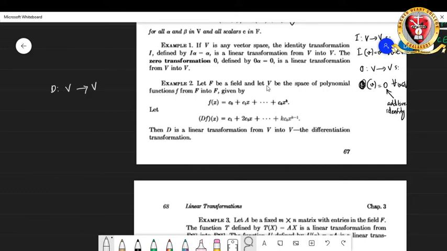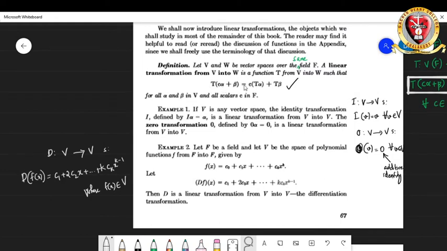There is a slight change there. Let V be the space of polynomial functions, the set of polynomial functions from F to F. So V is defined. D is a linear transformation from V to V such that D of f of x is the differentiation of the polynomial. So you get c1 plus 2 c2 x plus etcetera plus k ck x raised to k minus 1, where f of x is an arbitrary polynomial coming from V. You can check that this function D satisfies the condition which we mentioned here.